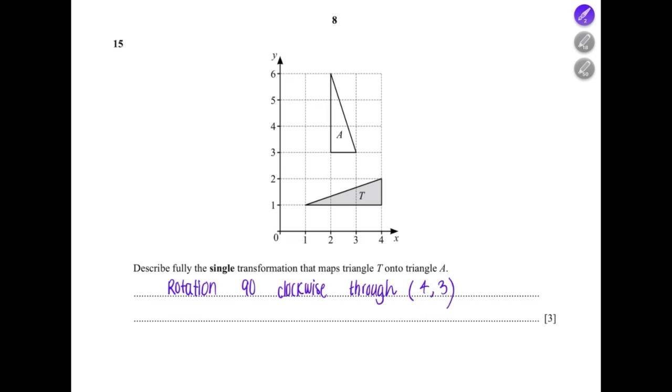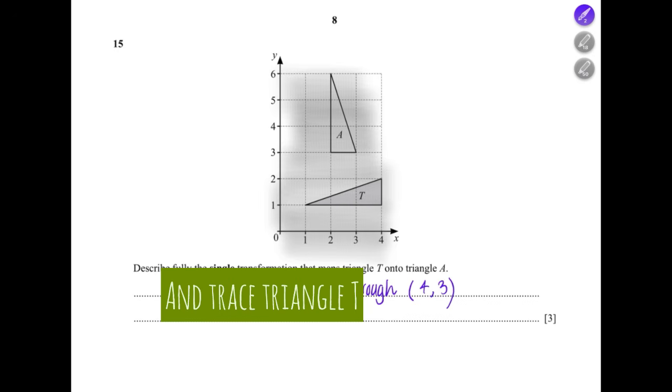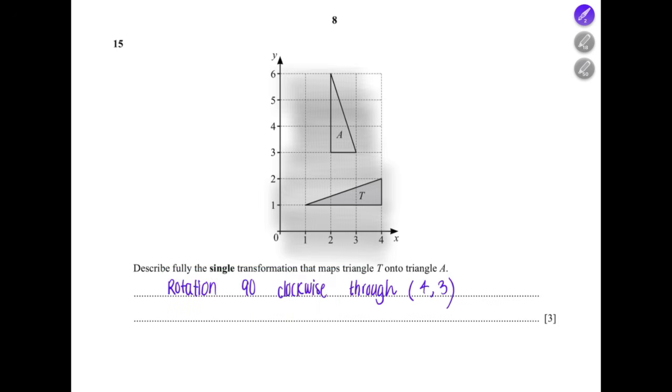To do that, the easiest way is to keep your tracing paper on top of it, and roughly try to decide where you will keep your point. Where would the center be? According to us, it's going to be here. When you rotate your tracing paper 90 degrees clockwise, you will see that this object will come right on top of this image. That means it's correct. (4, 3) is the point.